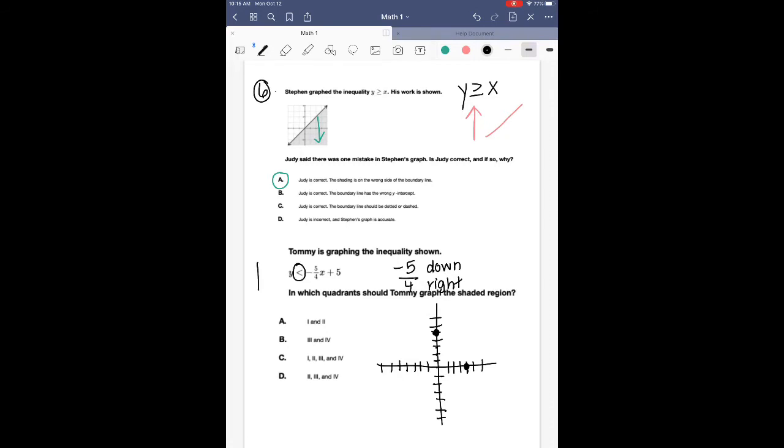And we're going to make sure that we are shading below and with a dashed line. So I'm going to do my dashed line here, and we're shading below that. So the question is which quadrants have shading? Well, quadrant 2 does have shading right there. Or quadrant 1 has shading, quadrant 2 has shading, quadrant 3 and 4. So all 4 quadrants have shading for that one.